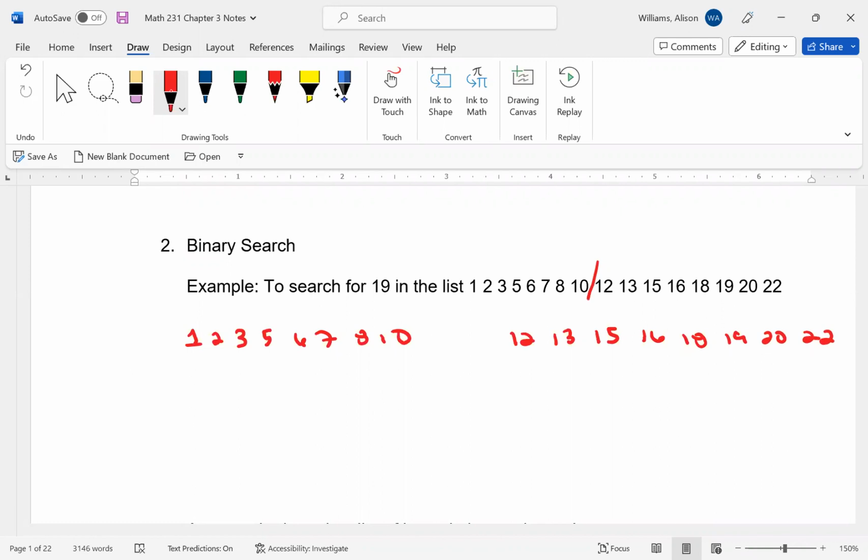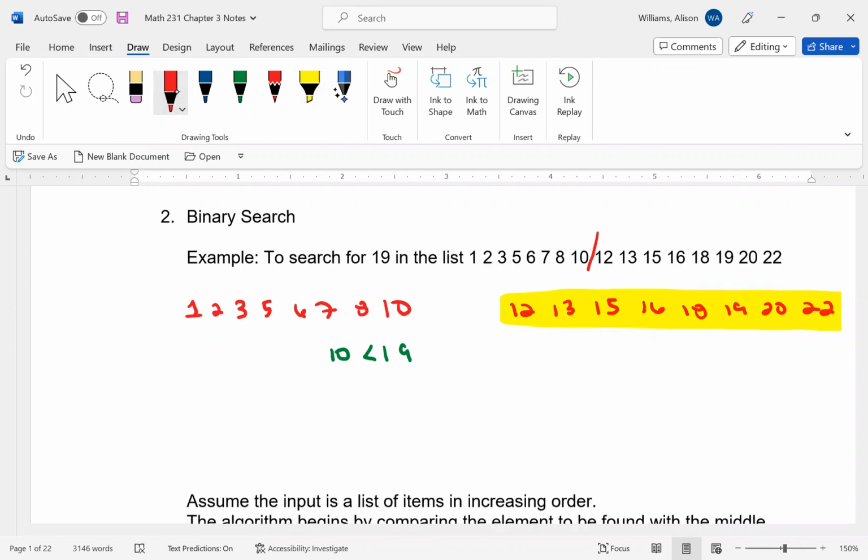Now here's what you do. You compare the largest term on the first list. I noticed that in the first list, the largest term happens to be 10. So I'm looking at 10 and I'm like, okay, since 10 happens to be smaller than 19, I'm going to no longer look at the first list. I'm going to restrict myself to just looking at the second list. So now I'm going to focus in on the second list, and I'm going to repeat the process again.